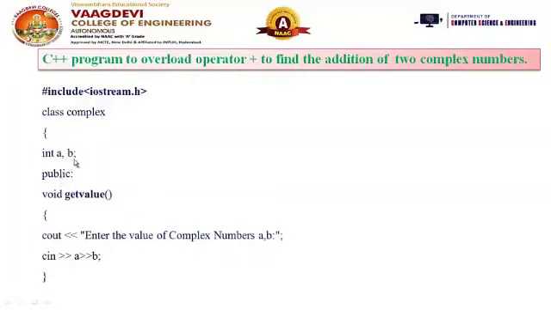These data members A, B, I have not declared any access specifier. So by default it is a private data member. Private members are not initialized directly. They should be initialized through the member function. Here I am using the getValue method to initialize a value to the data member.